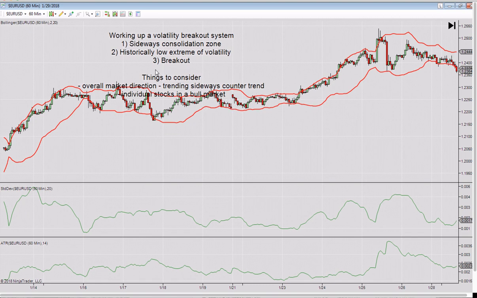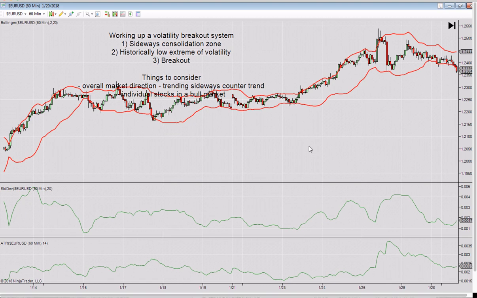Okay, the next thing you need is a historically low extreme of volatility. The usual one that people use is ATR is the lowest in 30 bars, 60 bars, or 90 bars, or standard deviation is the lowest in 30 bars, 60 bars, or 90 bars. Then you need a breakout. The ordinary breakout is a close above a Bollinger Band, like here, or a close below the Bollinger Band here. You can see in both of these examples, after the first breakout from a consolidation period, volatility has tended to increase, and we've got a tradable move.